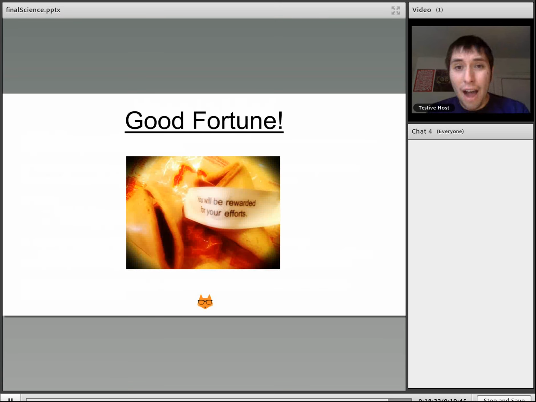I'm not going to say good luck for the section. We're going to give you a good fortune, and this fortune is very good because it tells you you will be rewarded for your efforts. It really is a matter of you will perform better and better if you put in more and more practice. This isn't a matter of luck. So I'm giving you this good fortune.